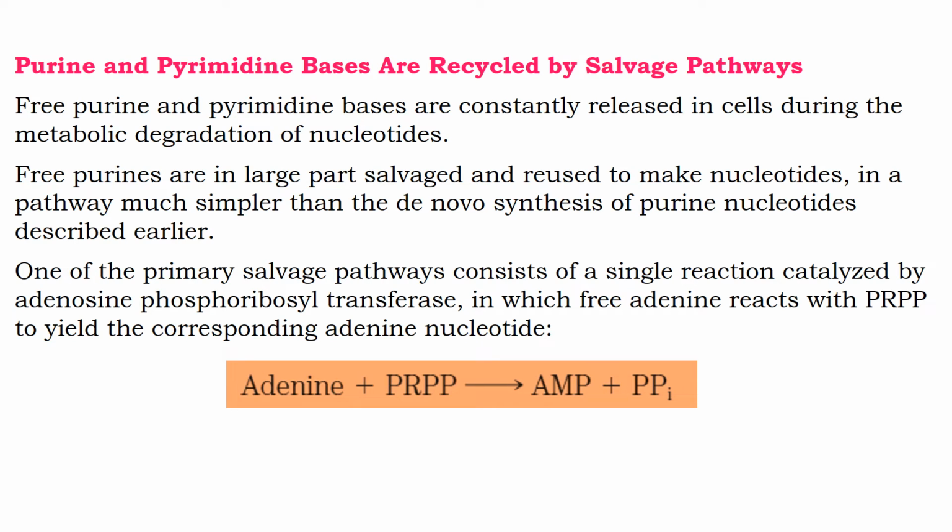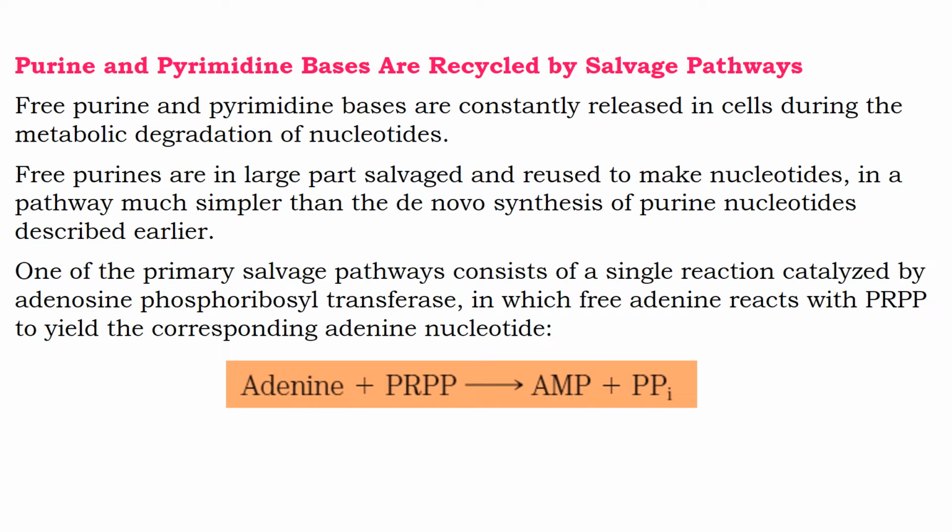atom, like aspartate, formate, folate, glycine. A lot of things are involved in the construction of the skeleton of the purine nucleotides, but in the salvage pathway it is not required. So all these 11 steps are bypassed. Just from the catabolism we are going to get guanine.